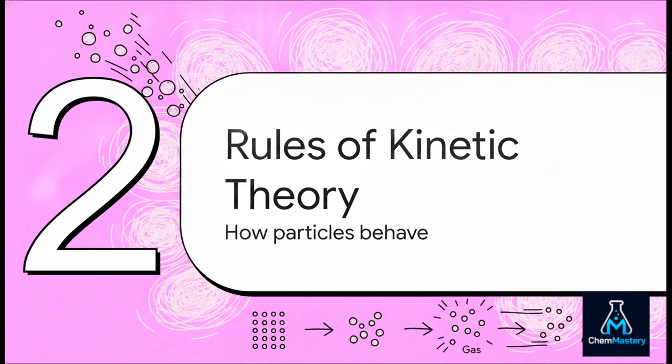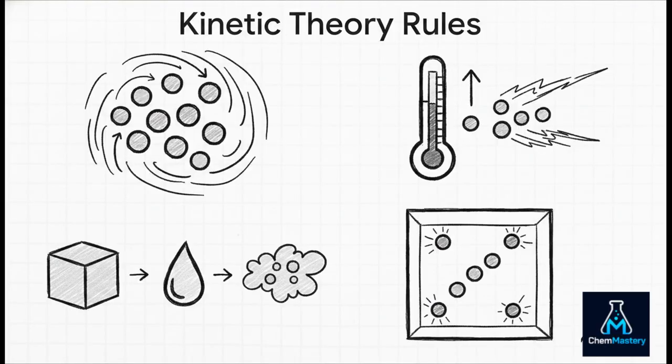Section 2. Rules of kinetic theory. Let's lay down the ground rules for how these particles behave. The absolute golden rule here: particles are never, ever still. Looking at these main points, it literally all hinges on energy. Matter is made of small particles that are always moving. You ramp up the temperature, and you ramp up their average kinetic energy. That freedom of movement is what defines their state.